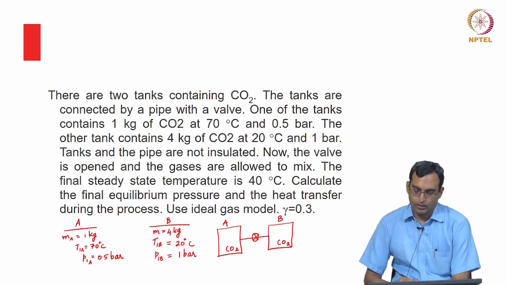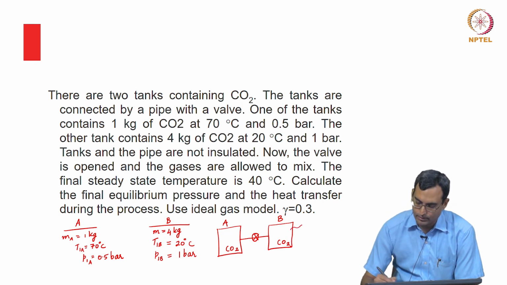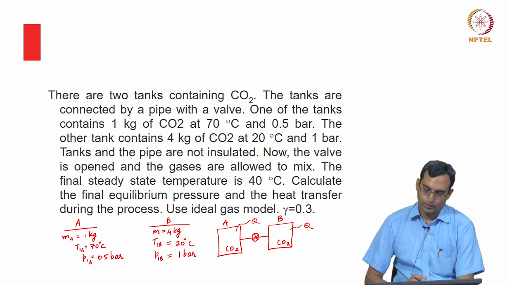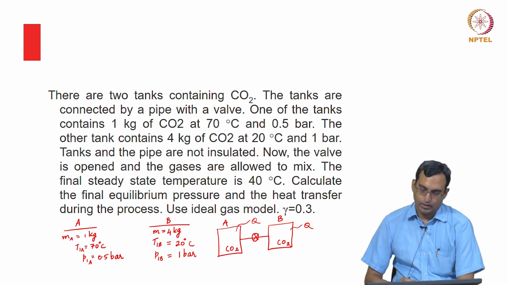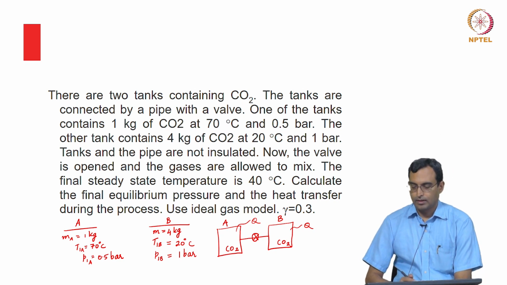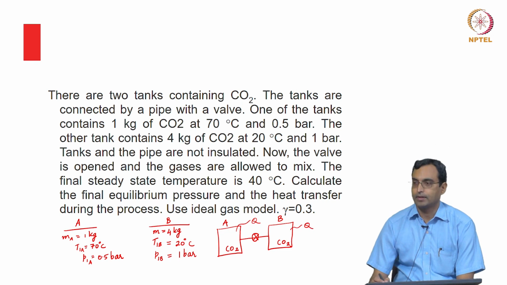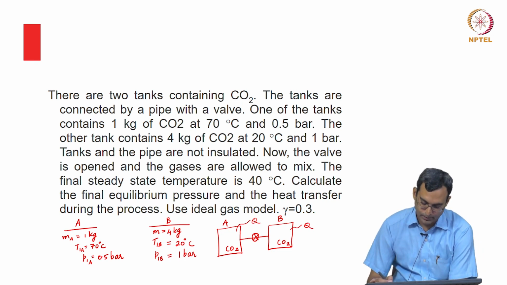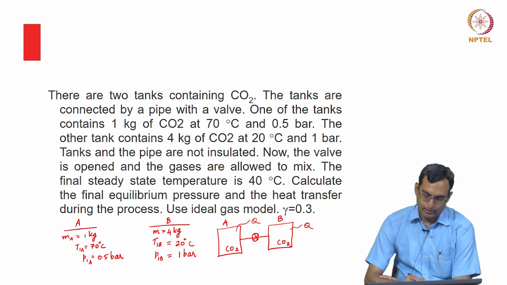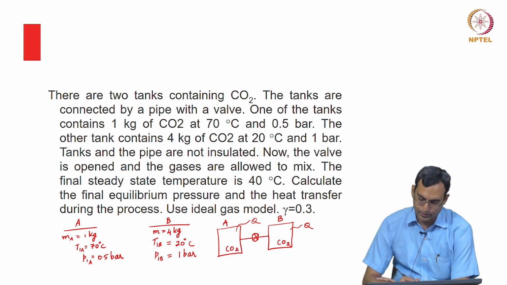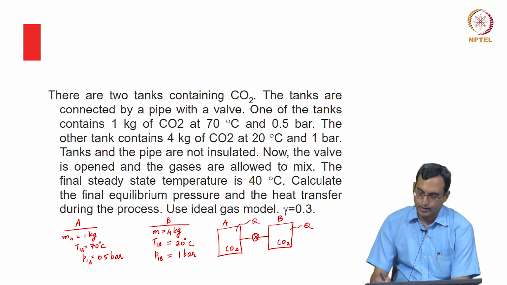The tanks and the pipe are not insulated. Okay. So, since they are not insulated, it is possible to have heat interactions in both the cases. The valve is now opened and the gases are allowed to mix. Initially I have these two tanks, both have the same substance, but at different temperatures and pressures. So, this is possibly a smaller tank. It has a smaller mass at a lower pressure. This has a higher mass at a higher pressure. The temperature here is higher, the temperature here is lower, but the pressure here is higher.